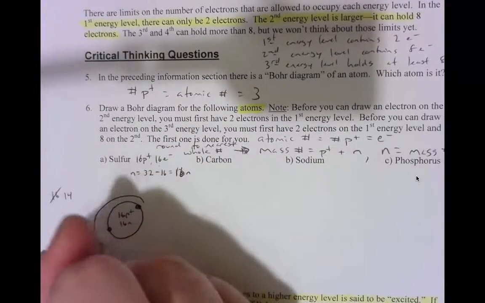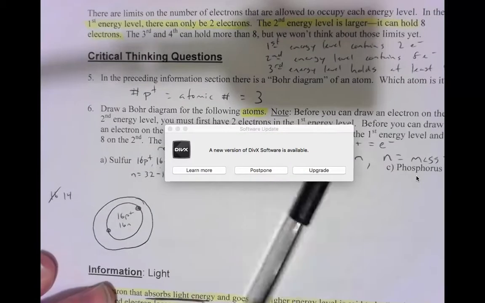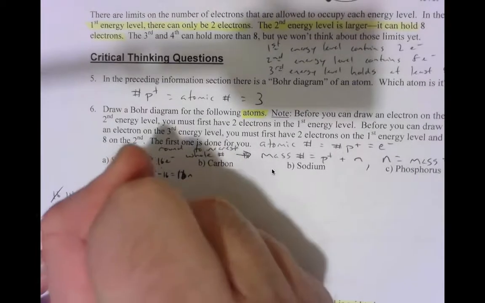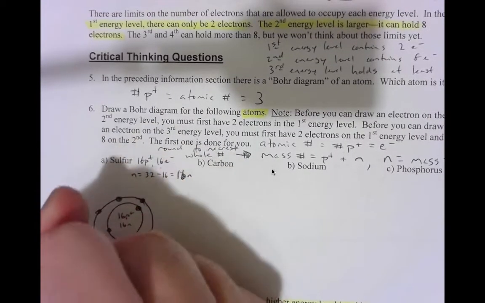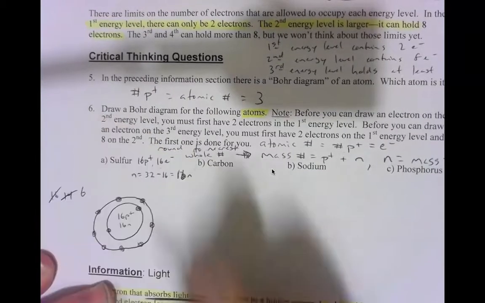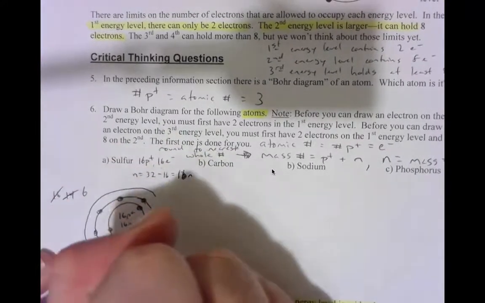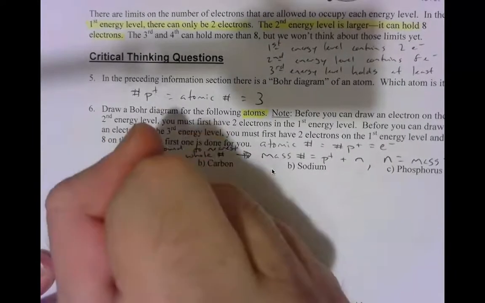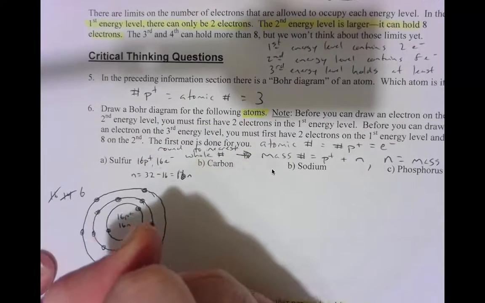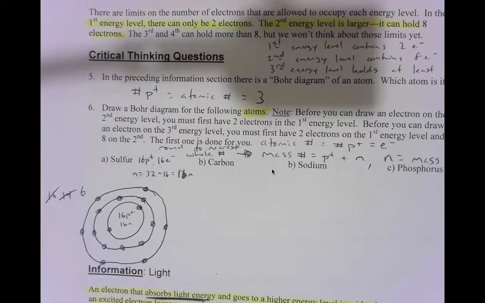So now we can draw another energy level. Remember, guys, the second energy level can hold 8 electrons. So now we can draw 8 electrons in our second energy level. 1, 2, 3, 4, 5, 6, 7, 8. We haven't quite filled them all in yet. We have 6 left. So now we can fill in the third energy level. We only have 6 left, so we only put 6 in. 1, 2, 3, 4, 5, 6. You have now drawn the Bohr diagram for sulfur.